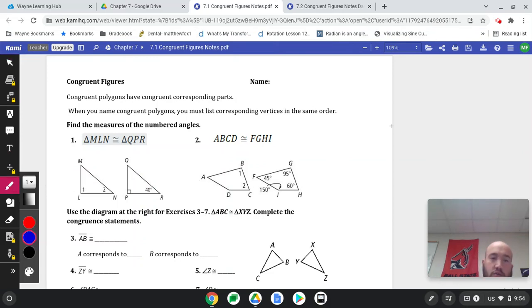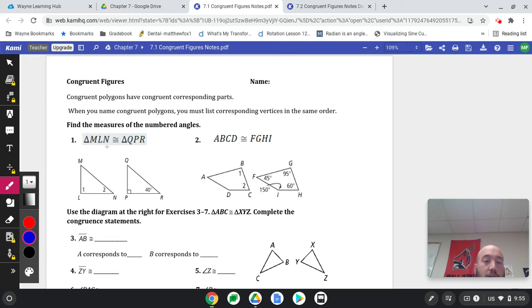Today we are starting our new chapter talking about congruent figures. Within these congruent figures, we know that congruent polygons are going to have congruent corresponding parts. Lots of C's there. But what we're saying is if we name congruent polygons, we will list those corresponding vertices in the same order. So for example, if we look here, this is called a congruence statement. It's very important for us.